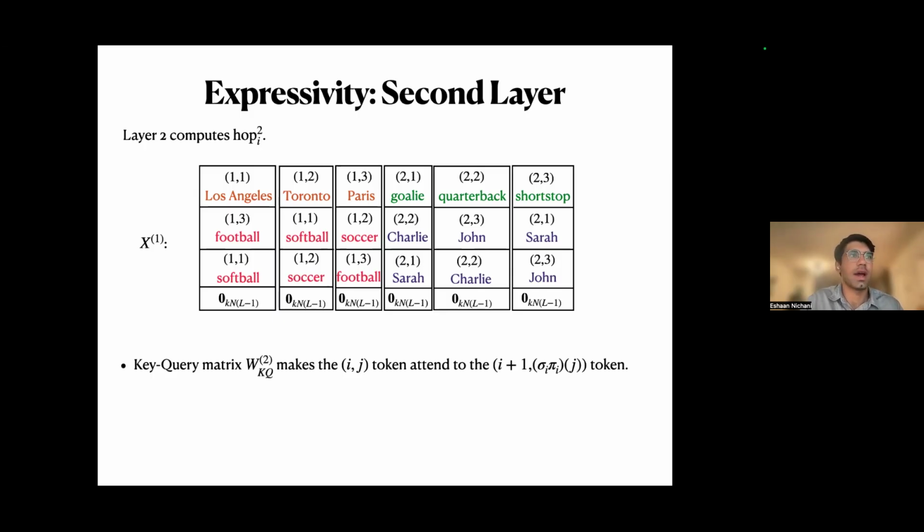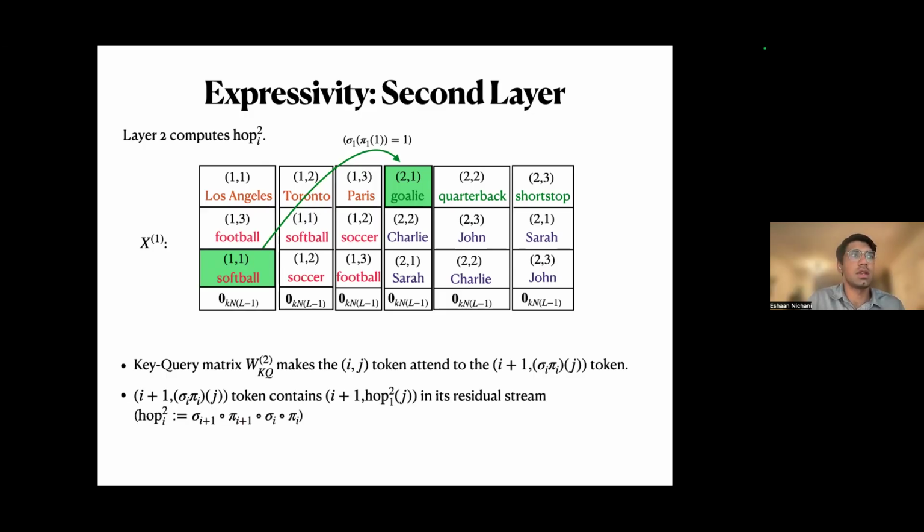Let's look at what happens for i and j being 1. We saw that σ_1(π_1(1)) was just softball, i.e. 1. And so the very first token is going to attend to the (2, 1) token, in this case, the token containing goalie.